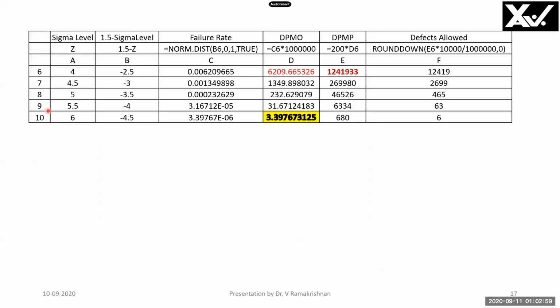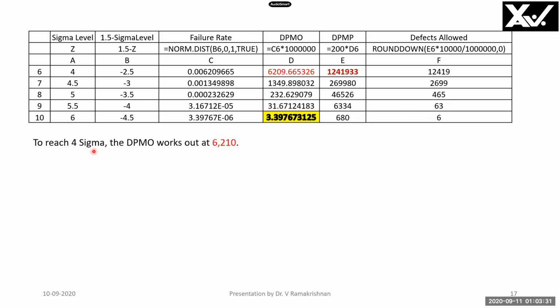Now I'm going up to the 10 row. So sigma level is 6 here. 3.4 is shown here, and you can see the defects allowed is 6. So you can say that for 6 sigma level, the defects allowed is 6. If I say that defects were less than 63, then I would say the process is 5.5 sigma level. That is what I said. Sigma level indicates the defects allowed in the process, right?